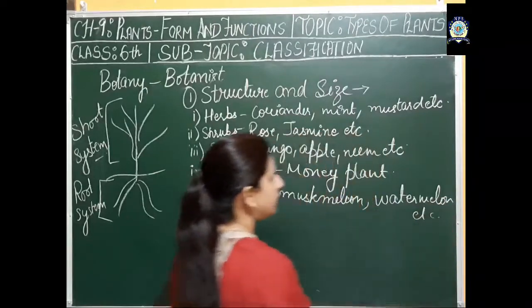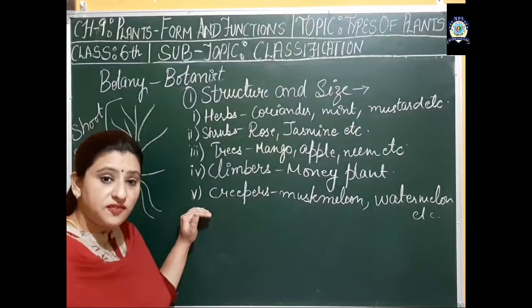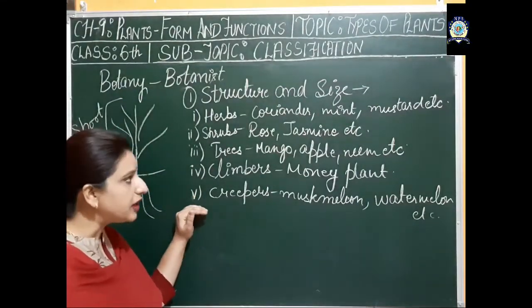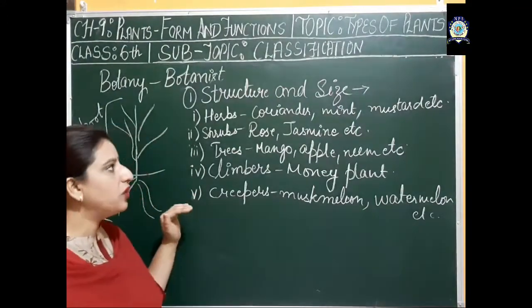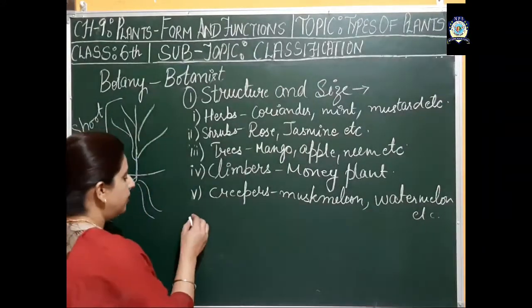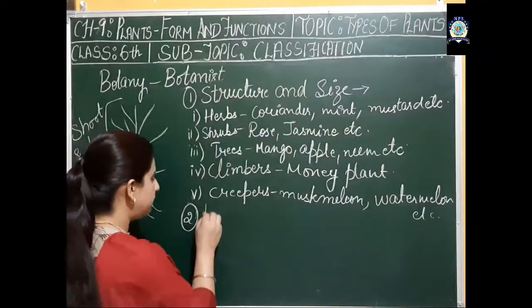So these are all the plants which are classified under the structure and size of the plants, and they are of 5 types: herbs, shrubs, trees, climbers and creepers. Now we are going to do another type of classification, that is the classification of plants on the basis of lifespan.